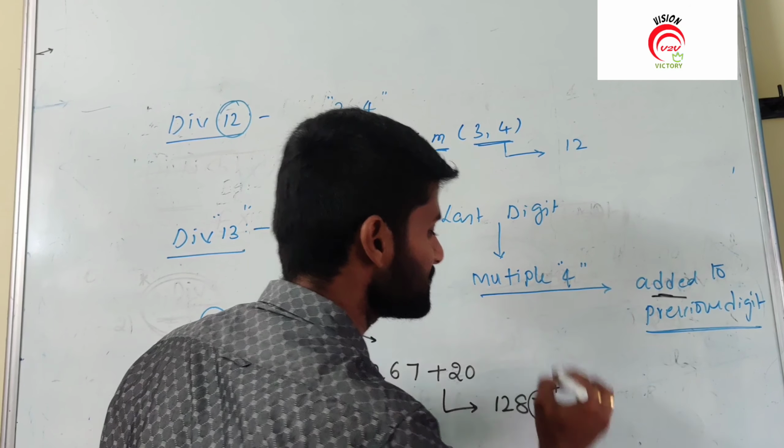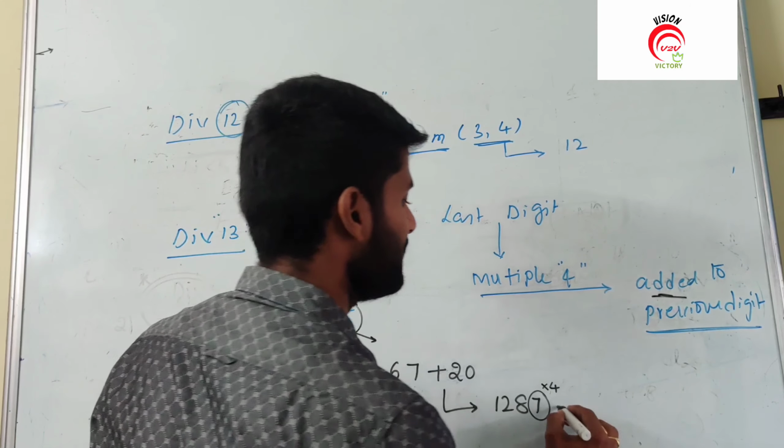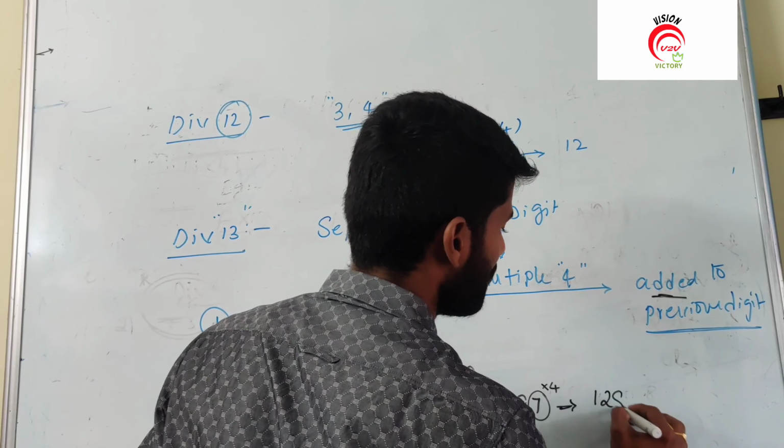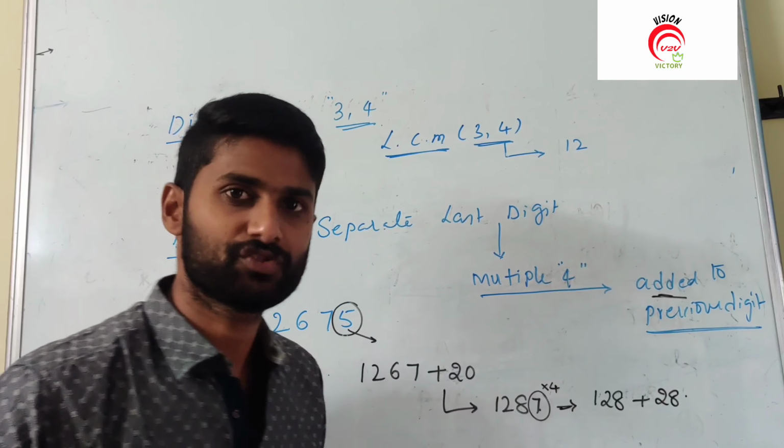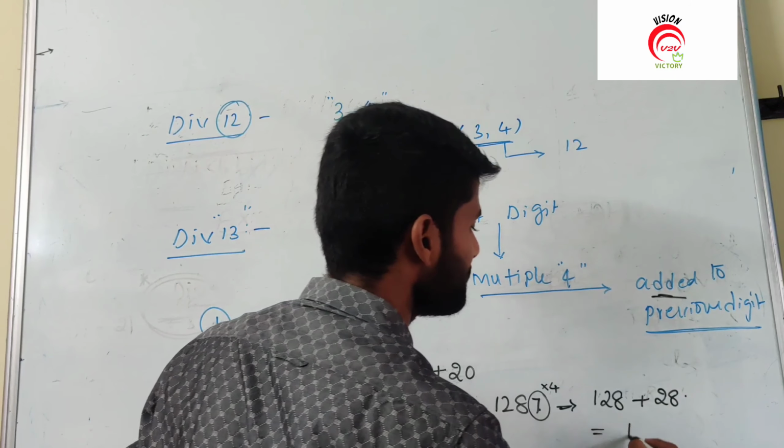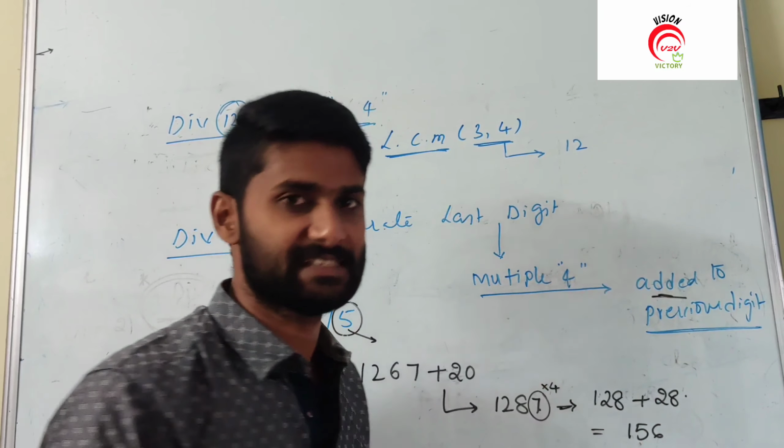If you multiply this number with 4, 7 fours are 28. We get again 128 plus 28, and the final resultant becomes 156.